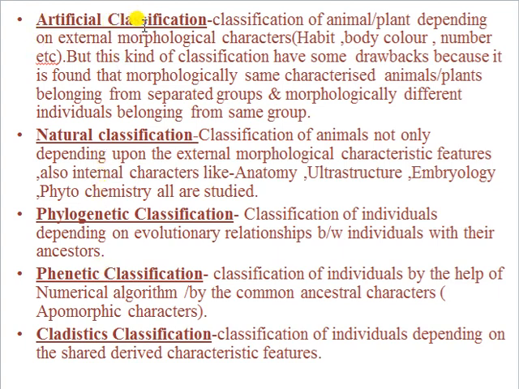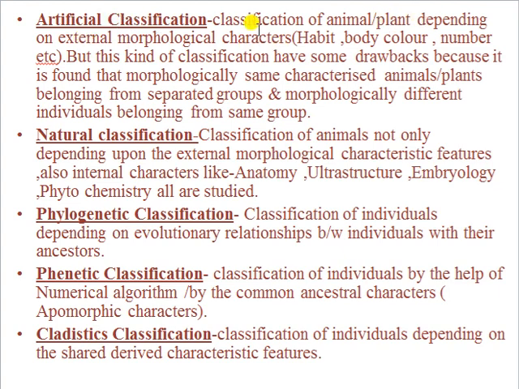First one, the artificial classification system. Second, the natural classification system. Third, the phylogenetic classification system. Fourth, the phenetic classification system. And fifth, the cladistics classification system. So let's see these types of classification.